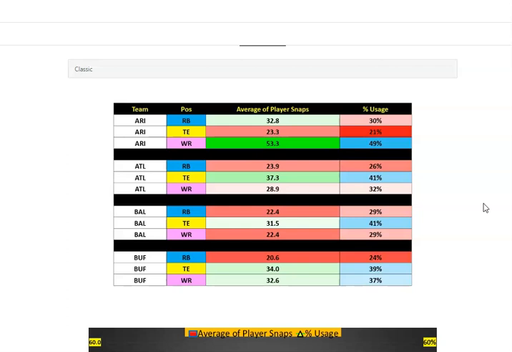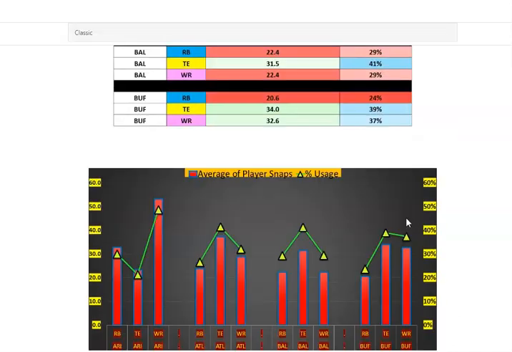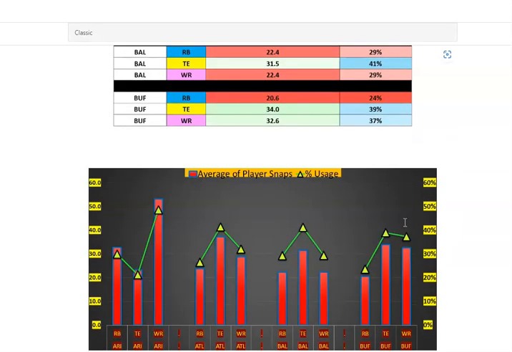It just allows you to think about usages, for instance, tight ends, running backs. Are these teams to jump on or jump off? And that can influence the waivers. The next is the bar graphs, the team average snaps of each position in, I think it's red, and the percentages, yellow triangles with green lines.